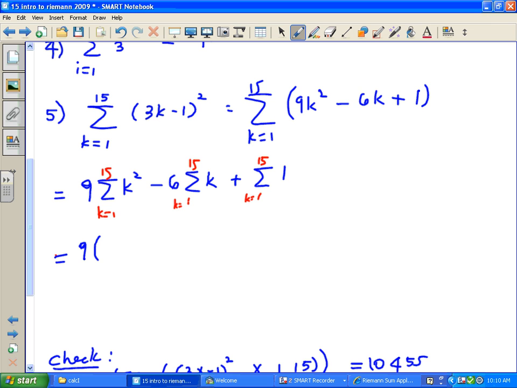So the rule for k squared was n times n plus 1 times 2n plus 1 over 6. The rule for summation of k was n times n plus 1 over 2. And the last one, just a constant multiplied by the upper limit, 15 times 1. And some of you maybe already did this. What was your answer? Daryl, could you say it again, please? 455. Thank you. And everybody agrees with that?